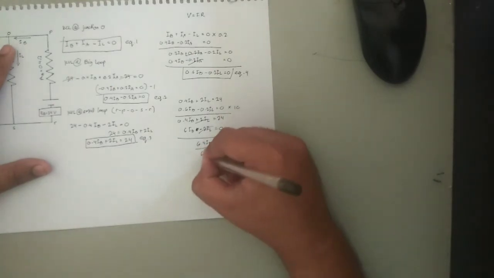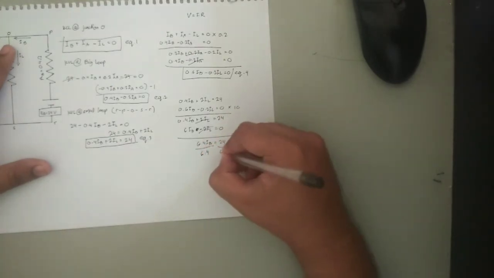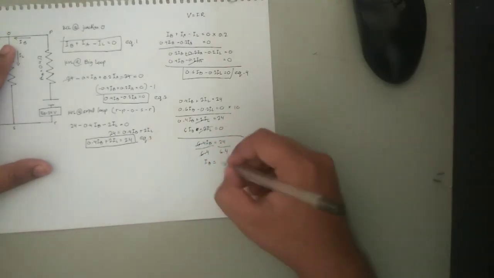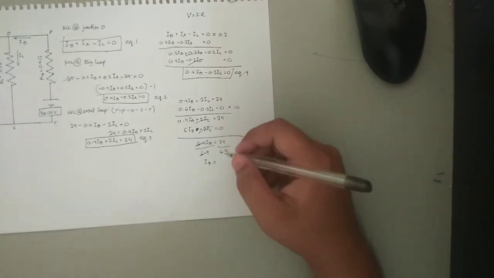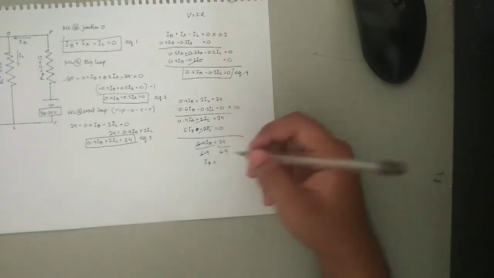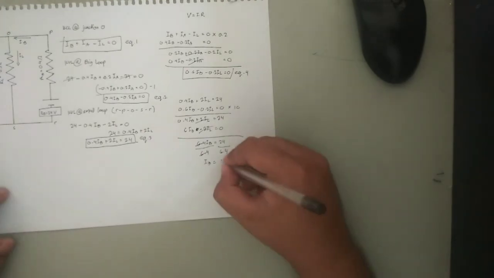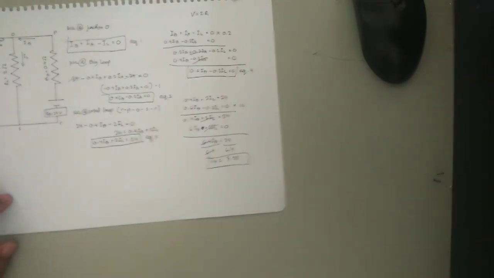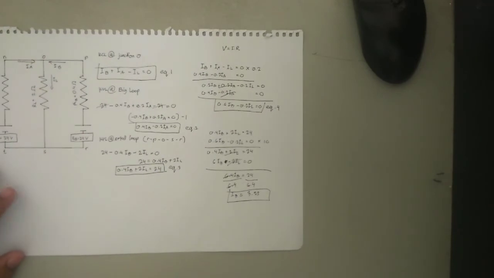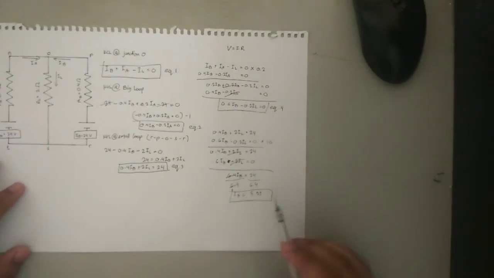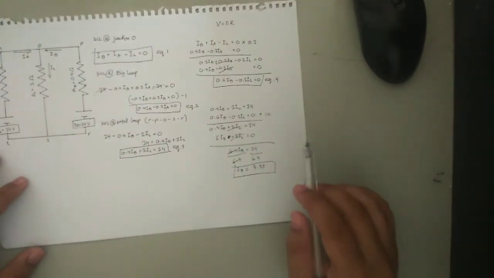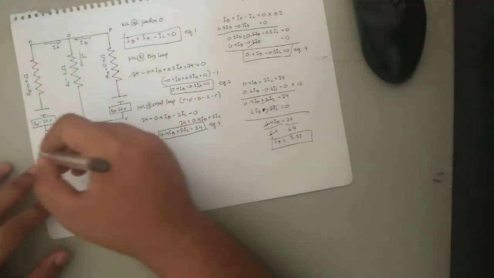Okay, divide both sides by 6.4 to isolate IB. So that is going to be 24 divided by 6.4. That is 3.75. So this is our IB. Now we have the value for IB. We can solve for the other values as well. So we can either use equation number 3 or equation number 2. Okay, so in my case, I am going to use equation number 2.